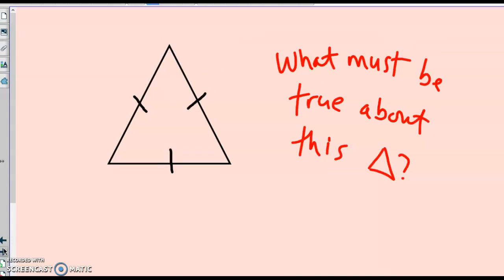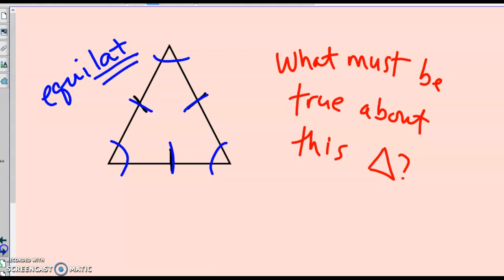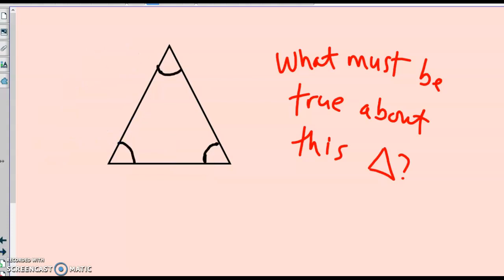All right, well, what about this one? If I have 3 sides the same, then I'm also going to have 3 angles the same, okay? So 3 sides the same, we call equilateral, right? Equal sides. Well, if it's equilateral, it's also equiangular. The angles are also going to be the same, okay? So for example, this one, if I see that 3 angles are the same, I automatically know that the 3 sides are also the same, okay? So again, equilateral and equiangular are always going to go together.